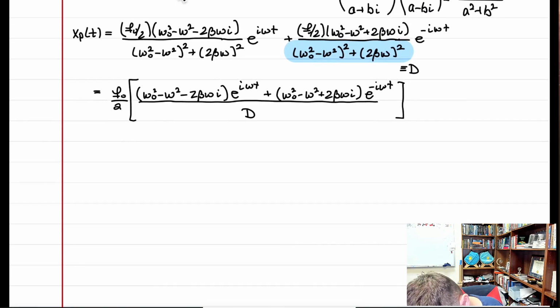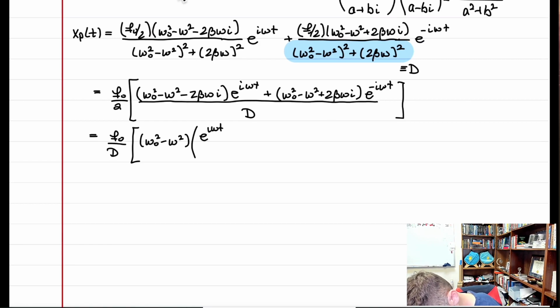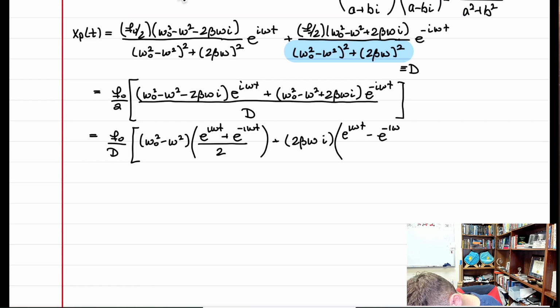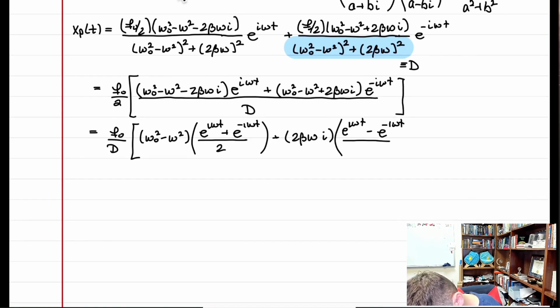So let me rearrange again. There's an f0 over D, and I'm going to factor out, but I'm going to let the 2 come back in. There's an omega naught squared minus omega squared, and that's all being multiplied by e to the i omega t plus e to the negative i omega t, all over 2. And then there's the 2 beta omega times i, multiplied by e to the i omega t minus e to the negative i omega t, all over 2.